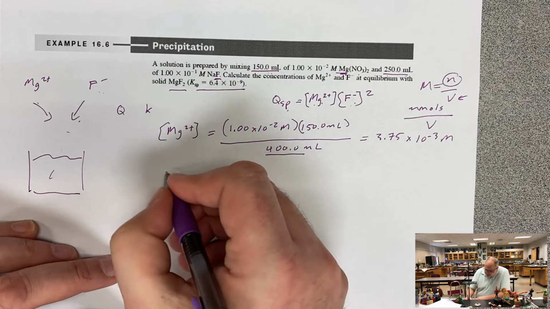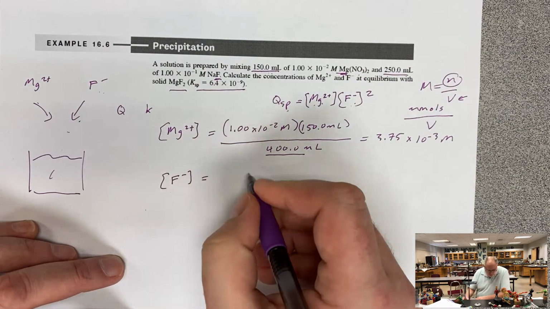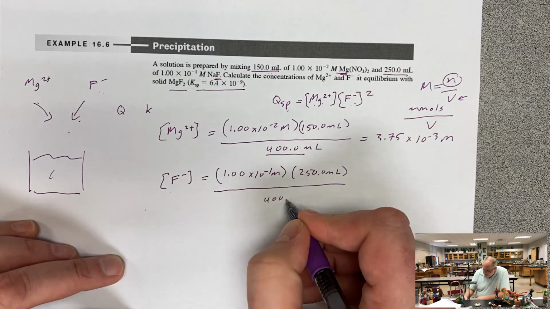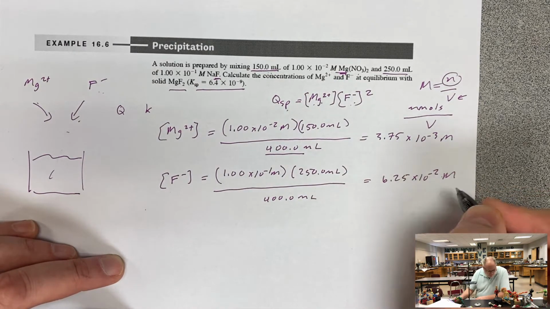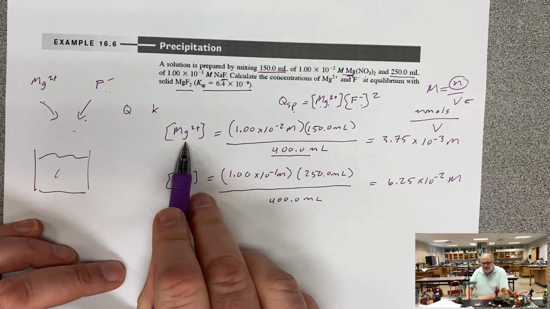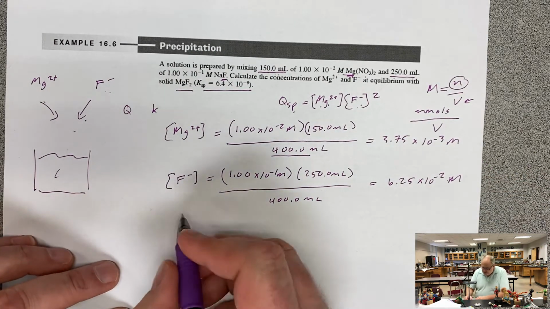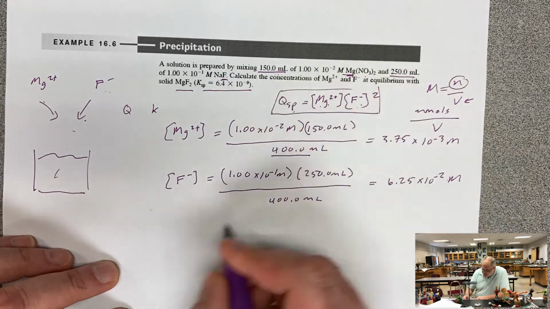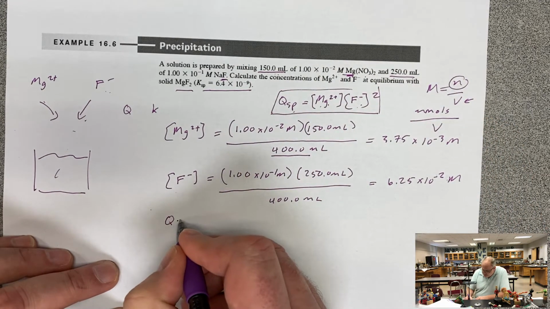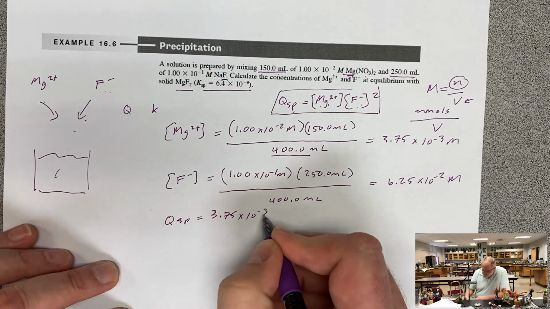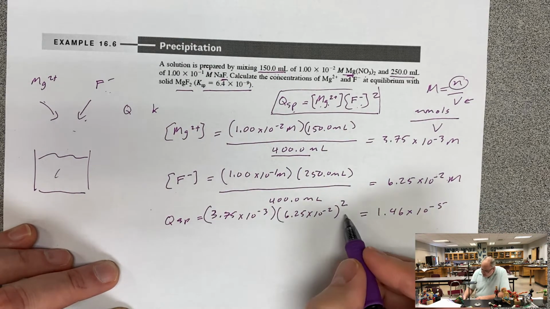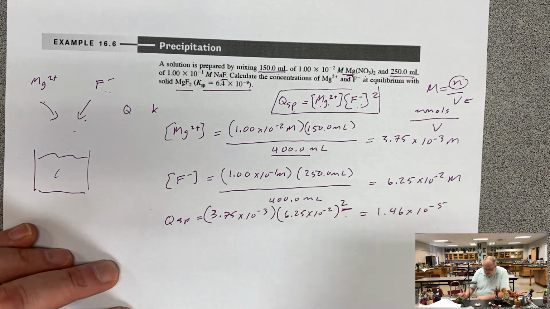We're gonna do exactly the same thing for F minus. So now we have our two concentrations of Mg2+ and our F minus. So we're gonna plug that back into our Q expression, which I'm gonna box right here. I don't wanna write it again, so I'm just gonna write my QSP. And let me point out here that this is squared right now, and that's a big deal.